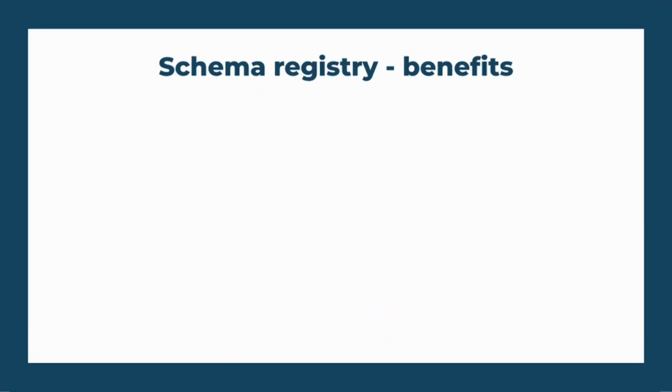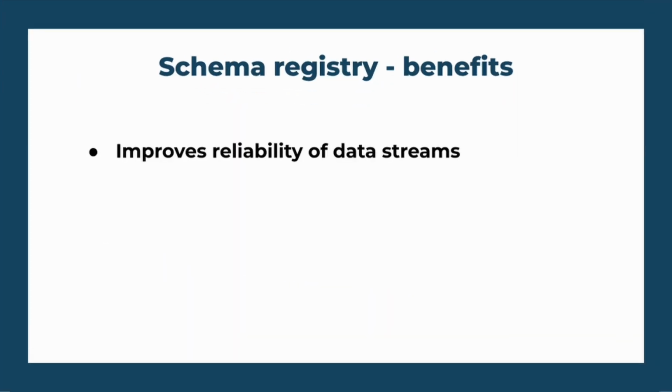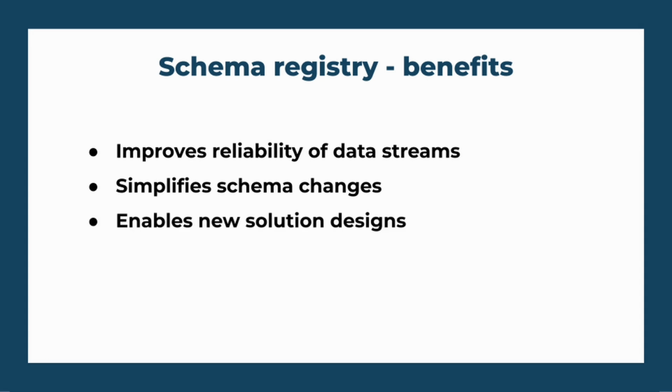Using a schema registry brings several key benefits. It drastically improves the reliability of your data streams by ensuring consistent data formats. This reduces the operational overhead of coordinating schema changes across different teams. And finally, it enables more robust and sophisticated solutions. With reliable and backward-compatible data streams, you can build things like event sourcing systems with confidence.